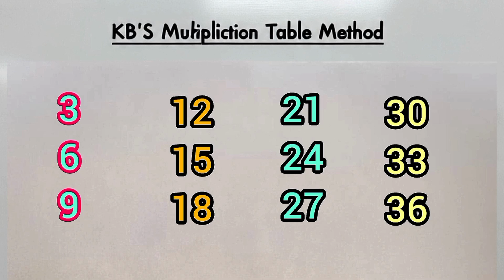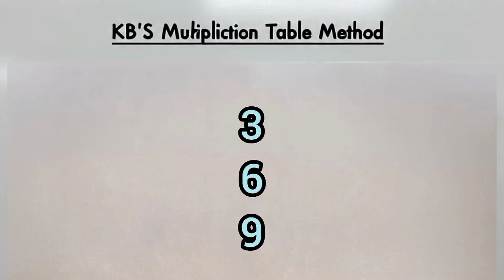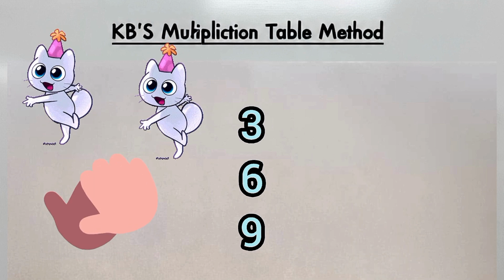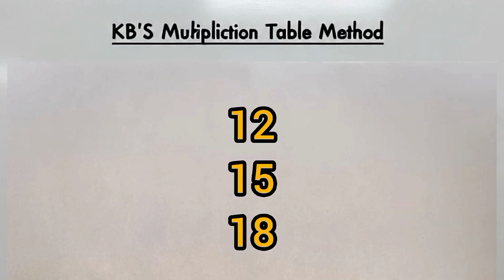Let's jump into our first segment. Here we go. Our first segment includes the numbers 3, 6, and 9. Let's say these magical numbers together. Ready, kids? 3, 6, 9. Fantastic. You are off to a great start. Now let's move on to the next segment where we add some double-digit numbers.